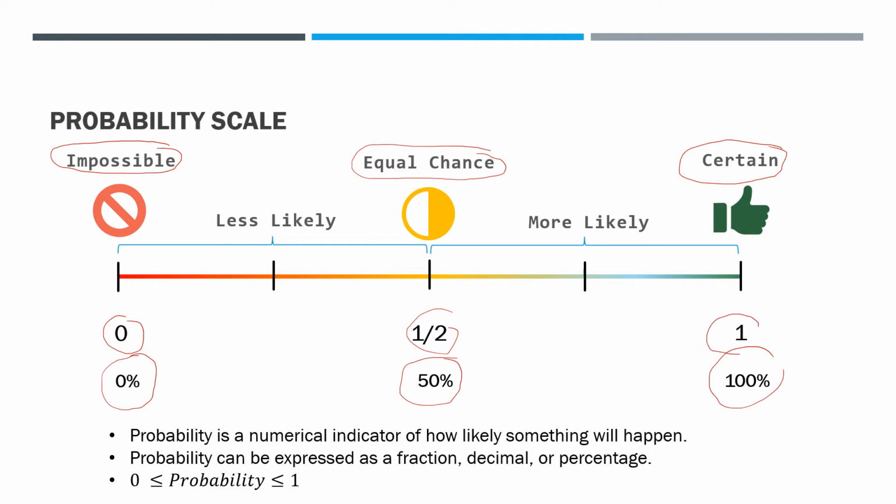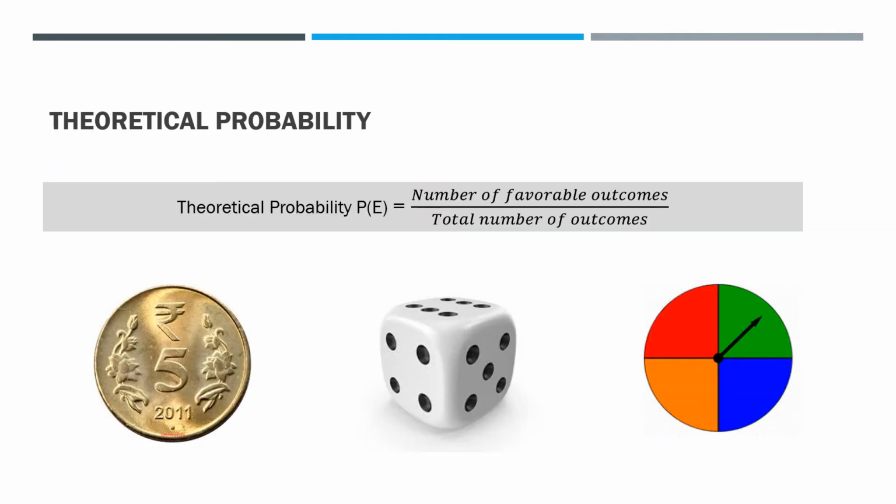Similarly, you can also express it as a decimal number. So probability can be expressed as a fraction or a decimal number or as a percentage. And the other thing we know about probability is that it is between 0 and 1. These are the things we have learned so far about probability. Now, let's discuss the concept of theoretical probability.